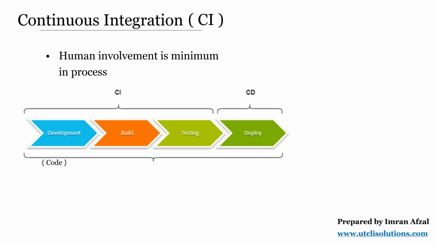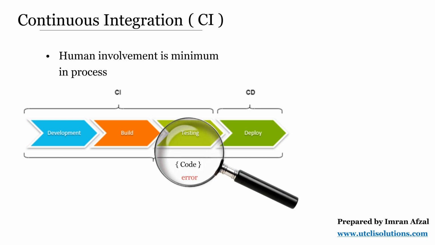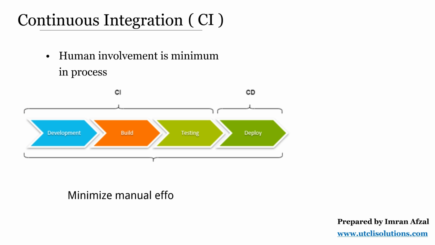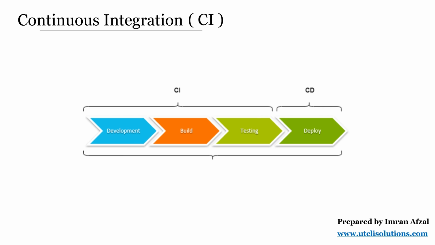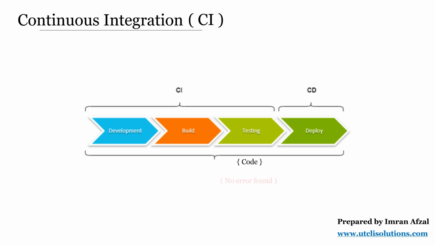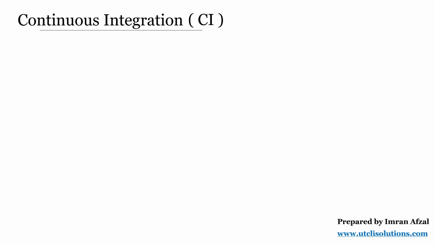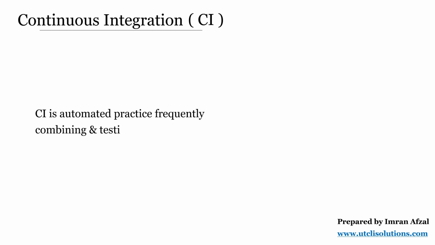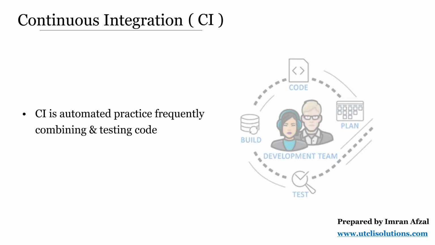CI is aimed at timely addressing of problems, minimizing of manual efforts, ensuring reliable and constant integration, testing and validation of code changes. In case of a successful code compatibility, the process moves toward the next step, which is deployment, which of course we will learn about in the next lecture. So you can simply define CI as the automated practice of frequently combining and testing code changes by different team members.